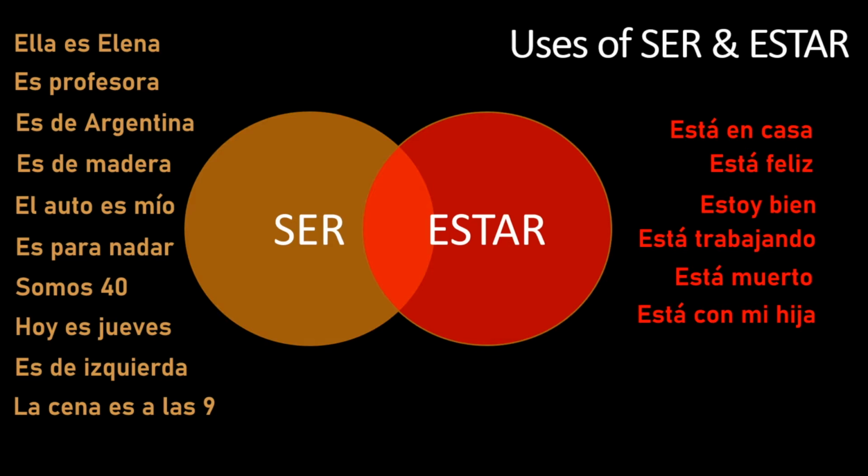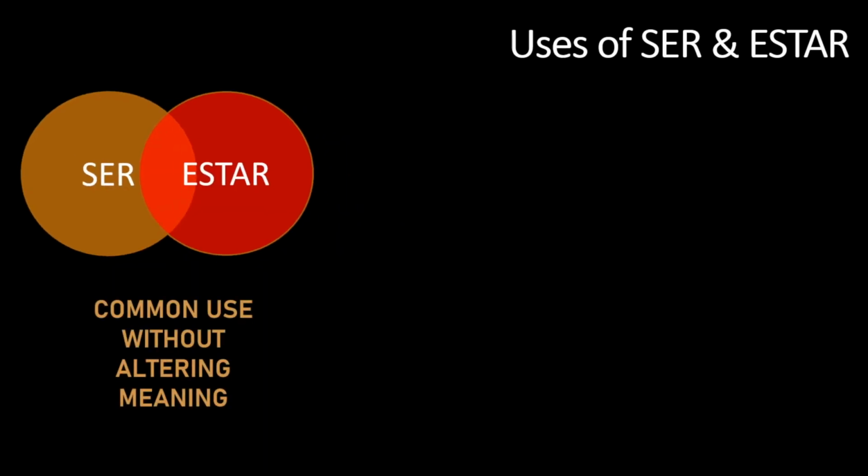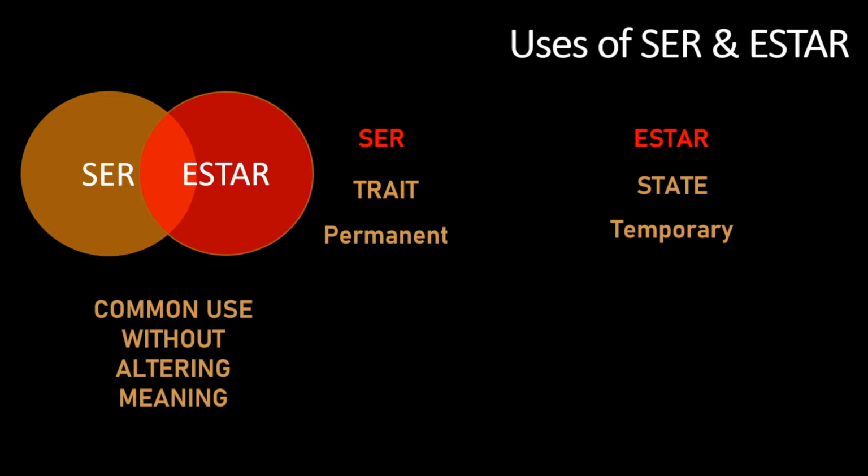Now we will move on to concentrate on the intersection of both circles, where the use of both verbs may be common. At the start of this video, we mentioned that some people tend to oversimplify the differences between the two verbs, saying that ser is associated with a permanent identity and estar with a temporary situation. We only can start thinking about this permanent temporary issue once we have discarded the specific uses already explained earlier in this video.